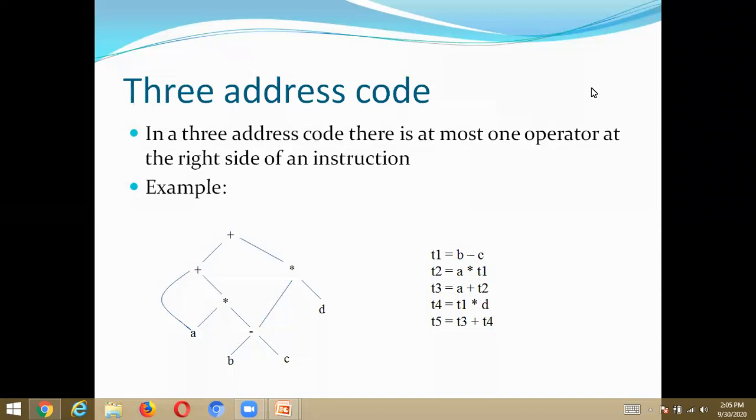are allowed. Only 2 for operands and 1 for storing the results. And therefore, we are naming it the 3 address code representation.